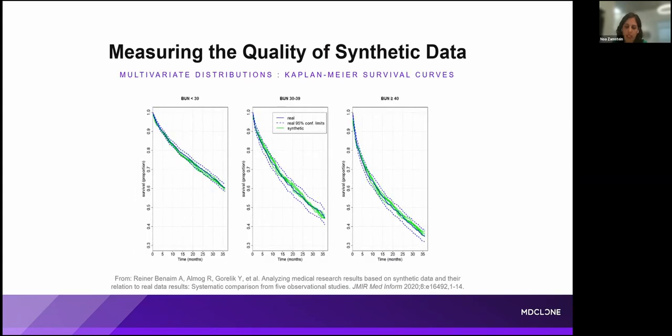Next, we plot time to heart failure for 3 levels of admission BUN results. The green lines represent results from 5 different synthetic data sets, all generated from the same real population. The dotted line represents the 95% confidence interval for the real data set.